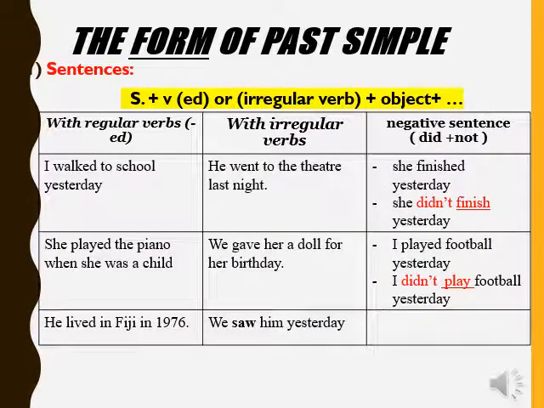Starting with the form of past simple. The sentences. In sentences, our rule says we have a subject plus verb, the verb in the past form, which means it is either with the ed, regular verbs, or irregular verbs. Then we have the object and the completion of the sentence.